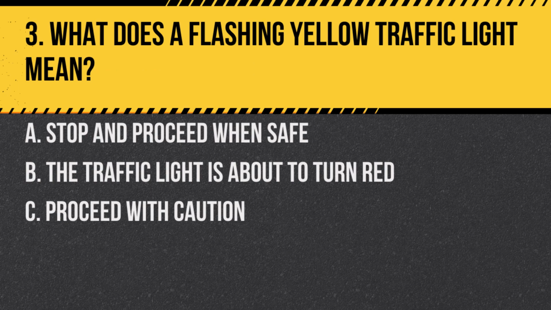Question 3. What does a flashing yellow traffic light mean? A. Stop and proceed when safe. B. The traffic light is about to turn red. C. Proceed with caution. Answer. C. Proceed with caution. A flashing yellow light warns drivers to slow down and be especially alert.